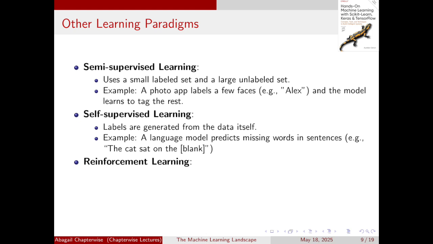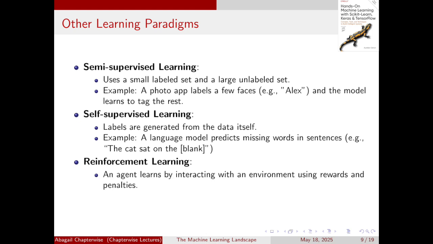Reinforcement learning is fundamentally different. Here, an agent learns by interacting with an environment, not from labeled examples. The agent tries actions and receives feedback in the form of rewards or penalties. Over time, it learns a policy, which is a strategy for choosing actions that maximize cumulative reward.